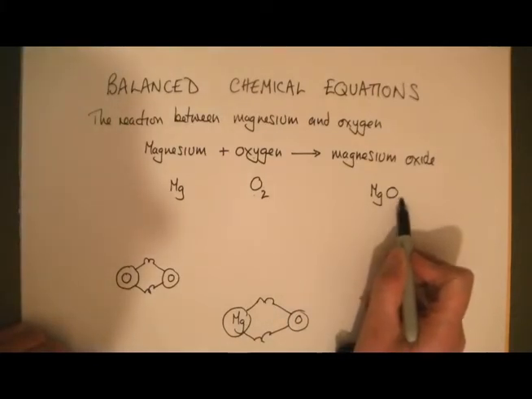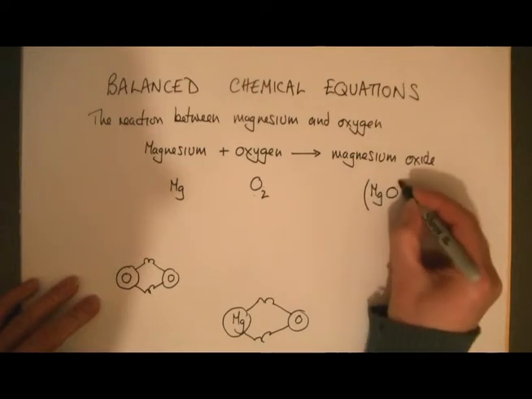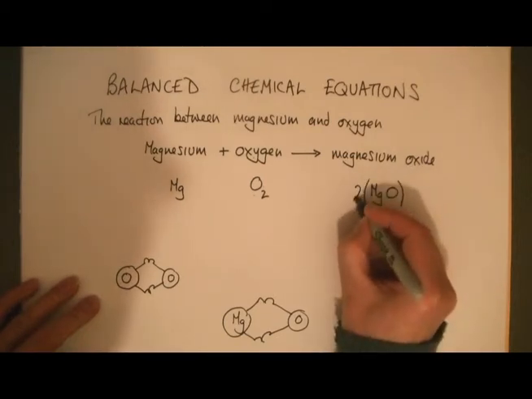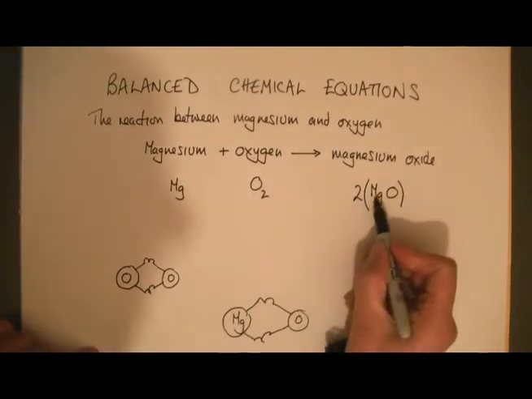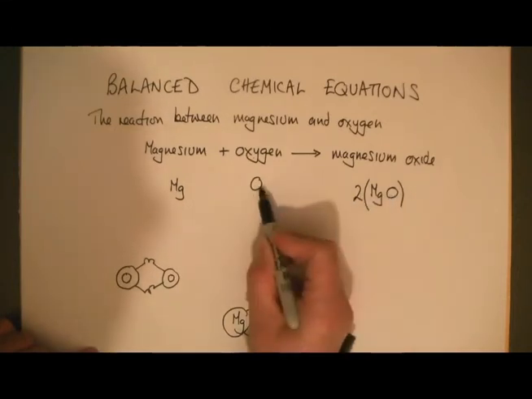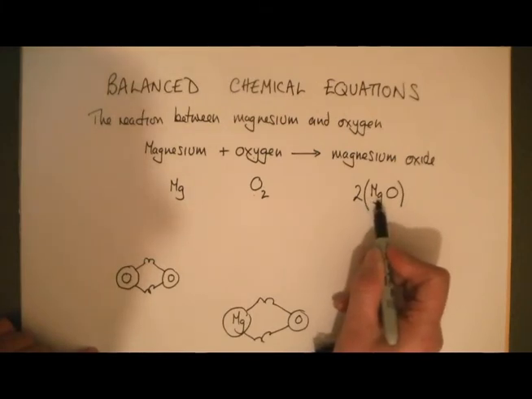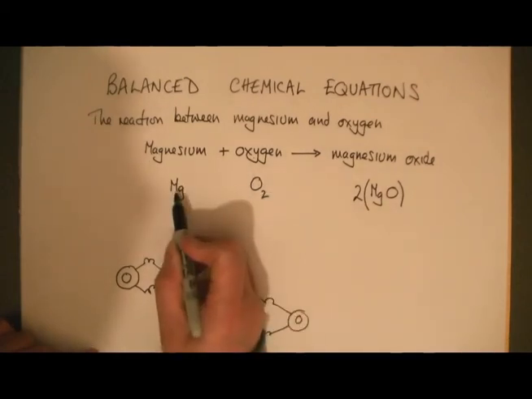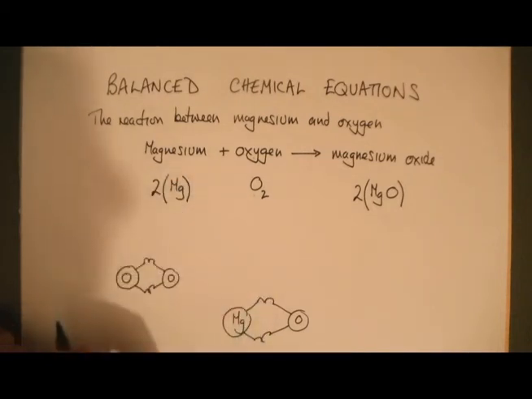Now I can't put a 2 there because I can't fit two oxygen atoms onto a magnesium. So I've actually got to have 2 molecules of magnesium oxide. So that gives me 2 magnesium atoms and 2 oxygen atoms. So that's now okay for the oxygen, but I've got 2 magnesium atoms on this side now, which means I've got to start with 2 magnesium atoms, so I've got to do that.